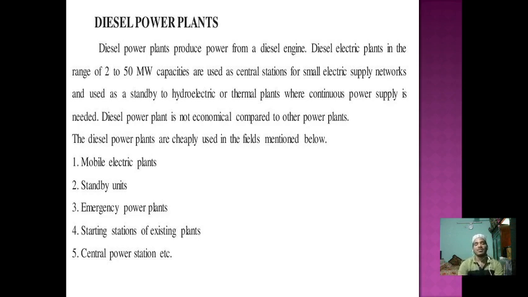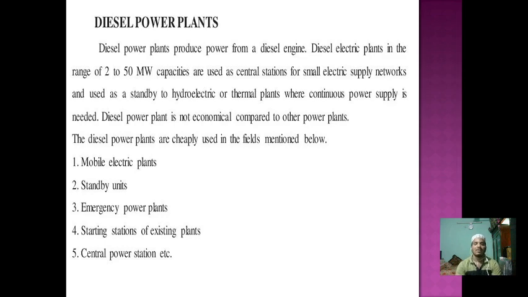In that atmosphere, the diesel power plants are used cheaply in the fields mentioned below. Mobile electric plant, we are using a diesel power plant. Standby unit and emergency power plants, we are using a diesel power plant. Our emergency power plant is the power plant we are seeing.